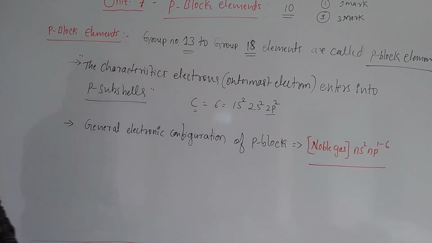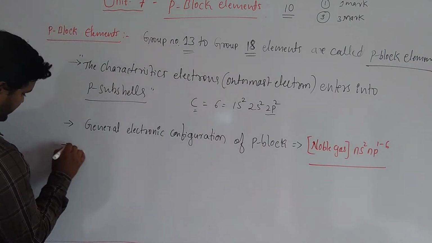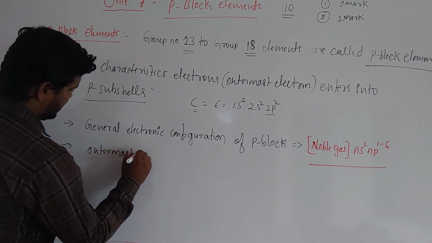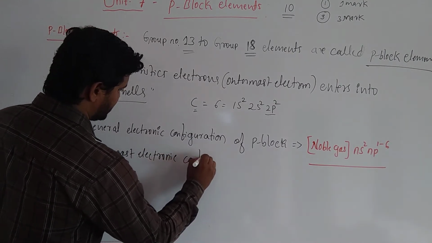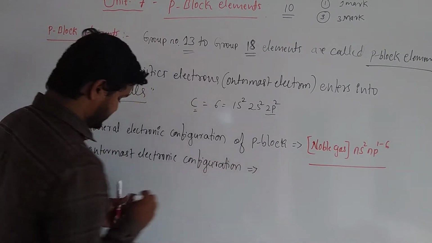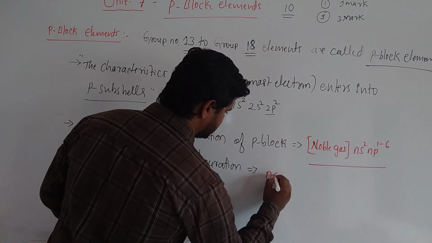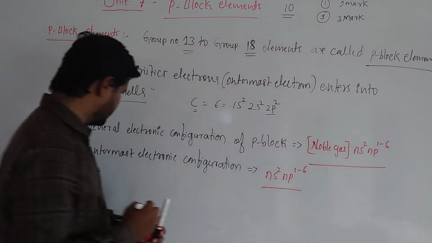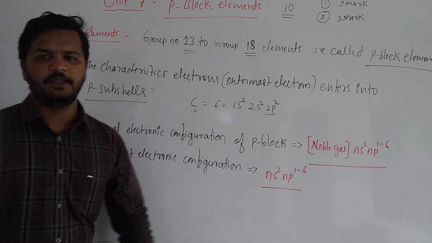And what is the outermost electronic configuration of p block elements? The outermost electronic configuration of p block elements is also ns2, np1-6. So this is the outermost electronic configuration, ns2, np1-6.